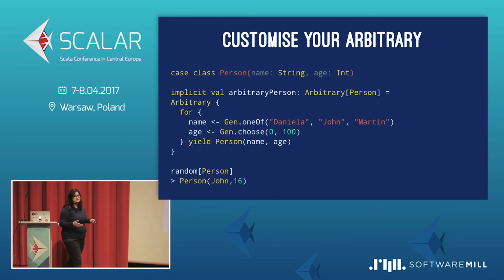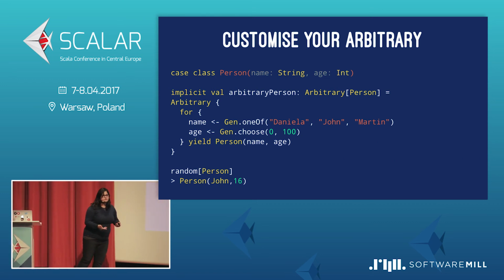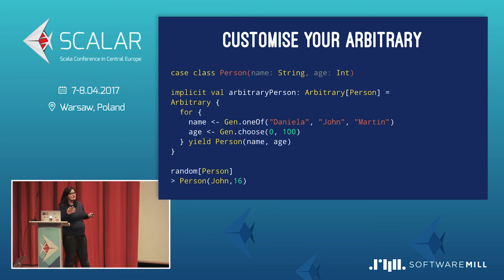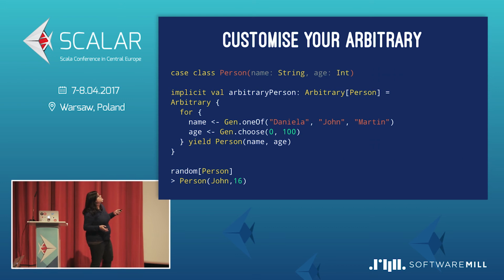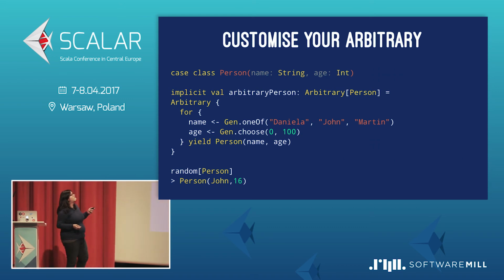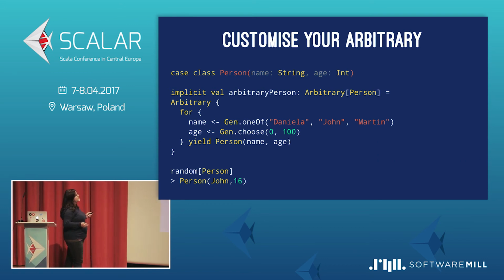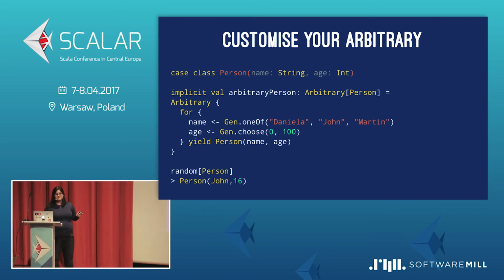Obviously, though, sometimes Shapeless is able to generate an arbitrary, but maybe it's not good enough for you. So you want to define a custom arbitrary for a particular type. So for example, you could have a person and say that a random instance of a person has a name that is one of these 3 values and has an age that is between 0 and 100. Right? So every time that you generate a person, you're going to have a shape like this. Make sense? Yes. Cool.